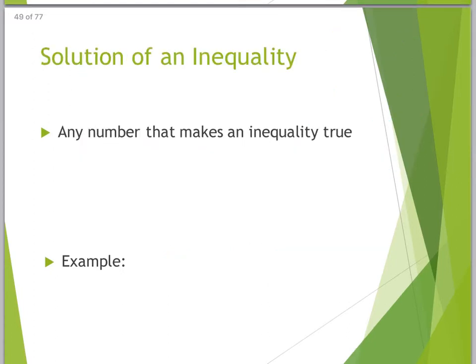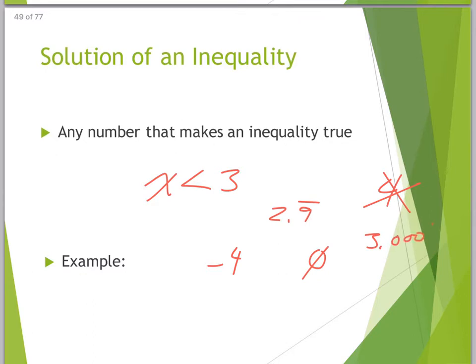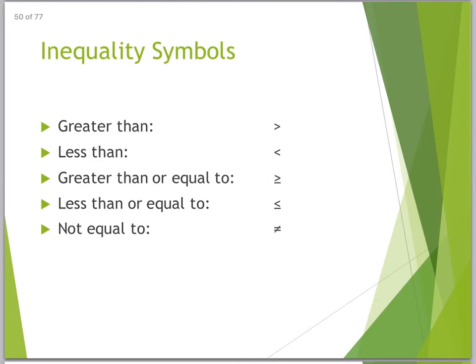The solution of an inequality is any number that makes an inequality true. For example, if I say that x is less than 3, I can pick, as long as it makes sense, like if it's a story problem, any number less than 3 in this case. So I can pick 2.9 repeating, right? I could pick negative 4. I could pick 0. I cannot pick 4, right? I cannot pick 3.0001. Okay? Again, those inequality symbols: greater than, less than, greater than or equal to, less than or equal to, and not equal to.